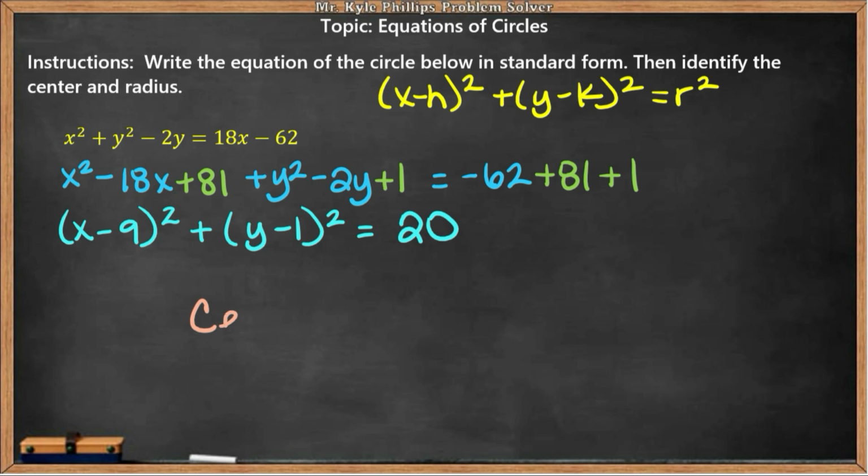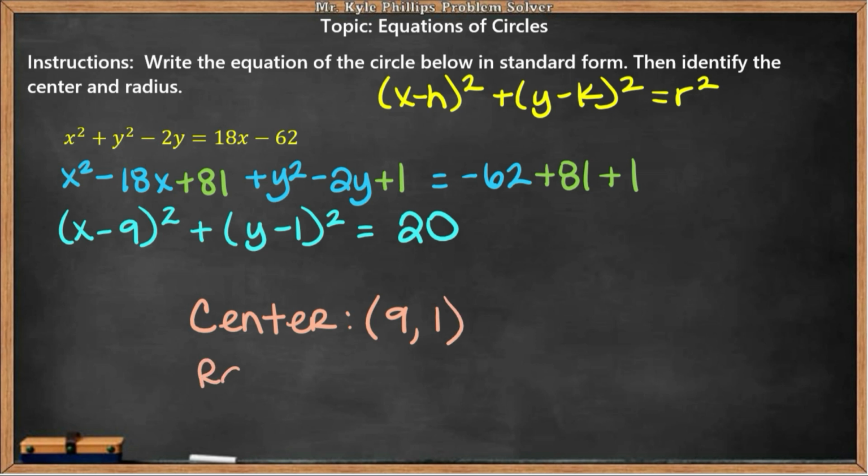So my center is going to be the values of h and k. One thing we talked about in the last video, because this says x minus h and y minus k, whatever the value of h and k is in your standard form, we're going to change the signs. So here we see how this is negative 9. It's going to be positive 9, and this is negative 1, so that will be positive 1. That's my center, (9, 1).